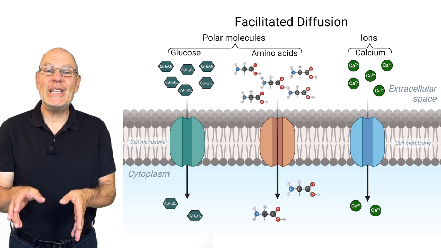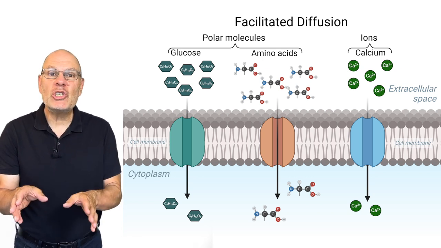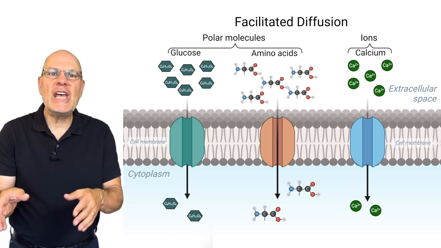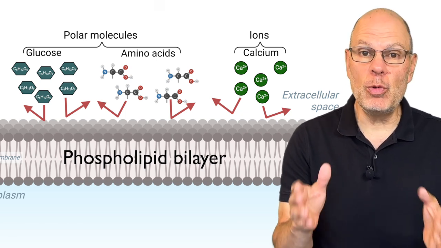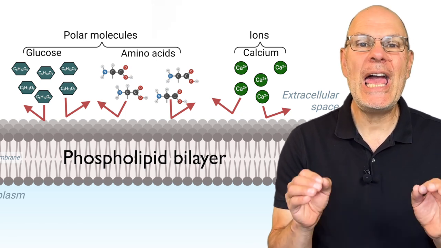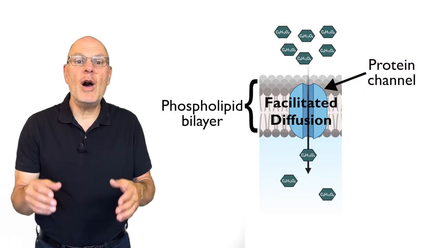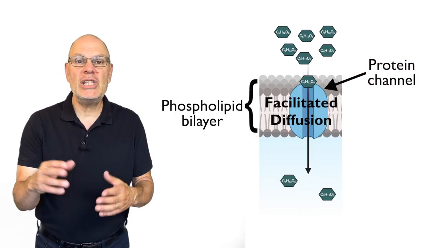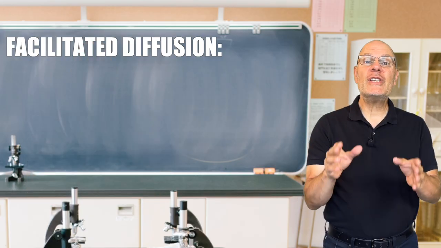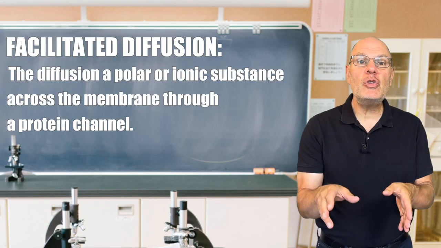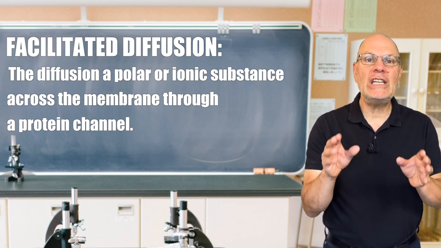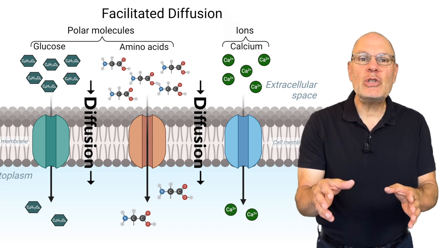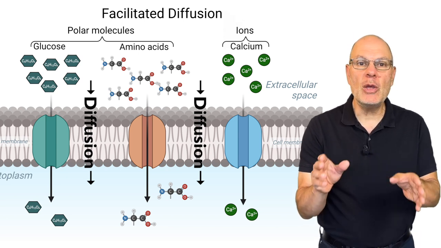Now let's turn to facilitated diffusion. This is when there's a concentration gradient, but for a substance that's polar or ionic. Because like dissolves like, polar and ionic substances can't diffuse through the phospholipid bilayer. They need help. That help comes in the form of a protein channel that lets these substances diffuse through. And that's what facilitated diffusion is. It's the diffusion of a polar or ionic substance across the membrane through a protein channel. It's diffusion, so it doesn't require any energy expenditure on the part of the cell.